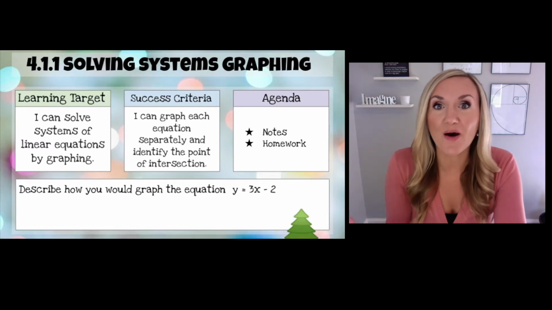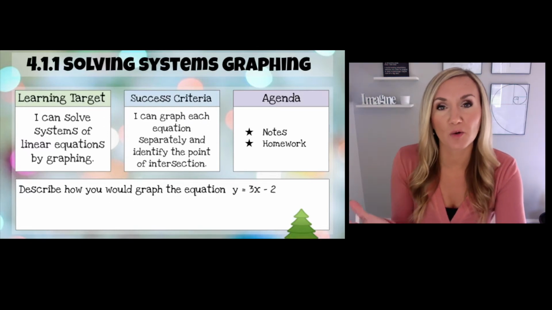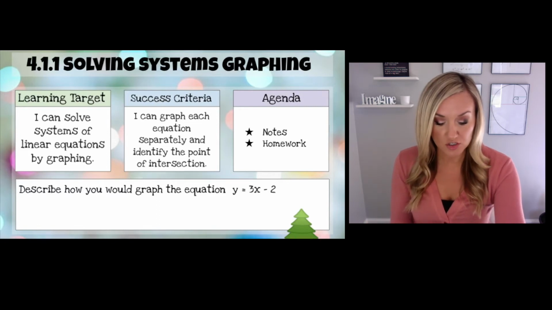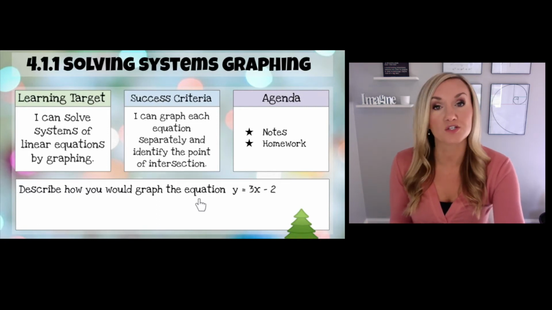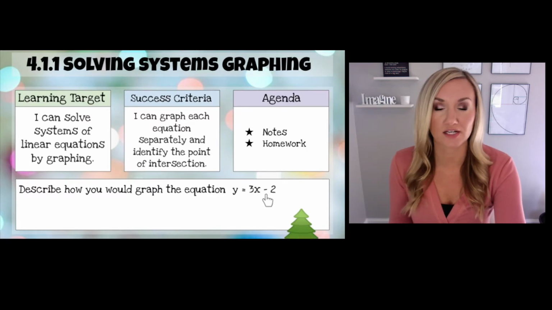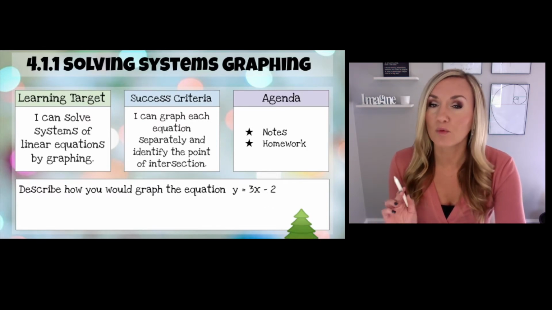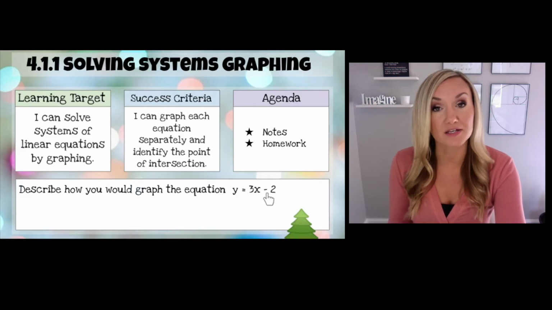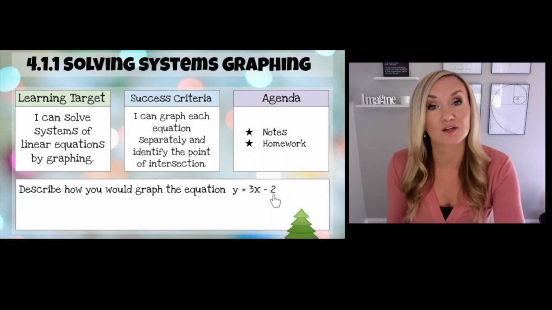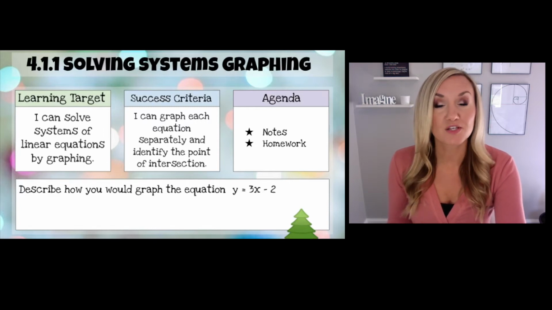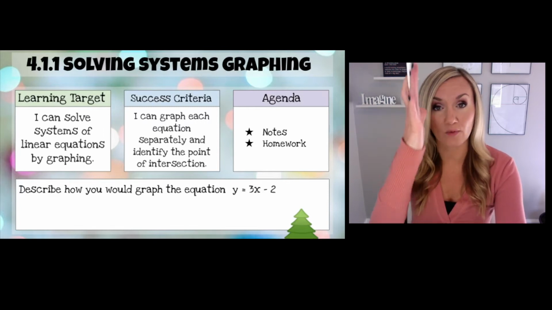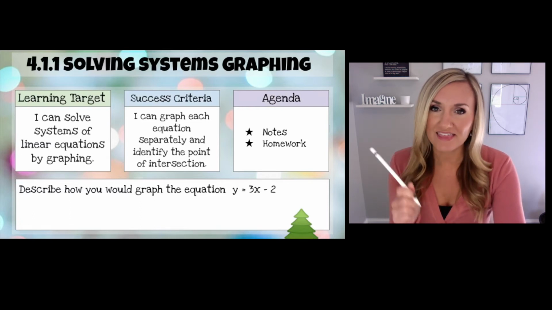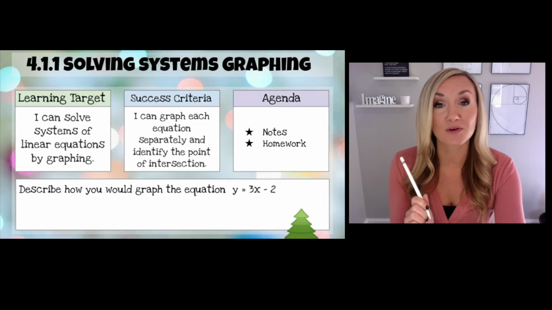Okay, so let's first talk about the opener question at the bottom of the screen here. It says to describe how you would graph the equation y equals 3x subtract 2. All right, so we know that this is in slope-intercept form, y equals mx plus b. And so our b is -2, and that's where you would start. So the first thing you would do is on the y-axis, you would go down 2 and place your first point. Then the slope is what we're going to look at next.